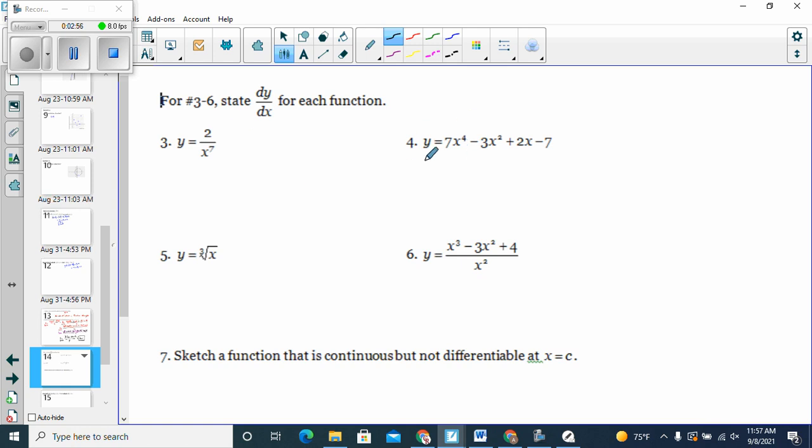Let's start with number 4 because it's the easiest one to find the derivative here. Remember, you put the 4 out front, so we've got 7 times 4 is 28. Subtract 1 from the exponent. 2 times 3 is 6, x to the first. The slope of 2x is 2, and the slope of a constant is 0.